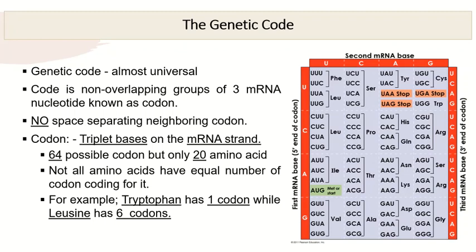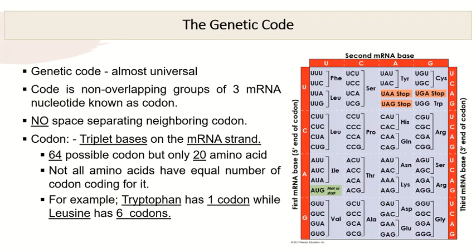So what is the genetic code? The genetic code is almost universal in all organisms on Earth, and the code is non-overlapping groups of 3 mRNA nucleotides. Each non-overlapping group of 3 mRNA nucleotides is known as a codon. There is no space separating neighboring codons, and the codon is a triplet of bases on the mRNA strand.